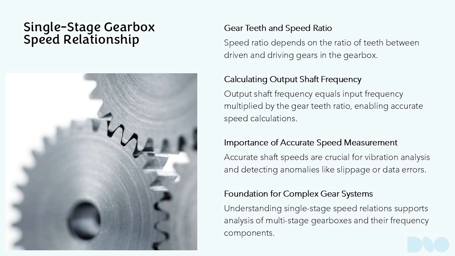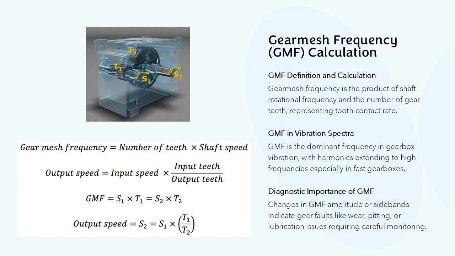Understanding the speed relationship in a single-stage gearbox also provides the foundation for more complex multi-stage systems. It reinforces the principle that all higher-order forcing frequencies, including gear mesh and sidebands, ultimately depend on accurate shaft speed determination. The image depicts gear tooth engagement, visually linking the physical meshing action to the generation of gear mesh frequency.